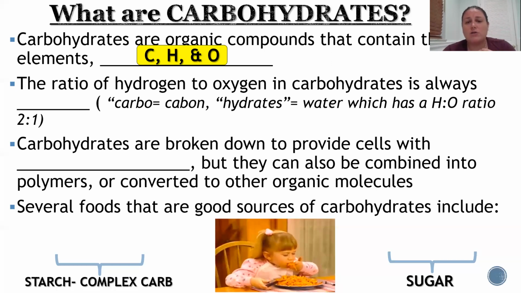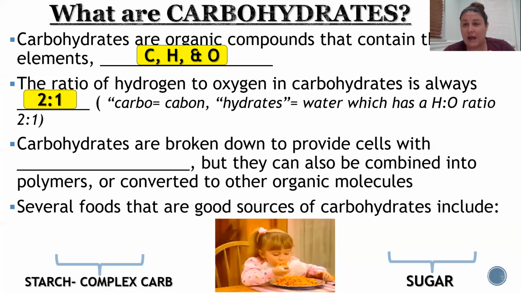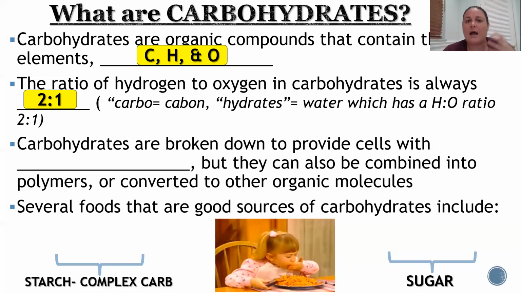And our carbohydrates are always going to have a ratio of hydrogen to oxygen atoms that is always 2 to 1. So that means that there's double the amount of hydrogens than there is oxygen in the carbohydrates. And we can always remember, with carbohydrates, the carbos for carbon, and the hydrates, like our hydroxyl group, has that hydrogen and oxygen. And that hydrogen to oxygen ratio is always going to be 2 to 1.